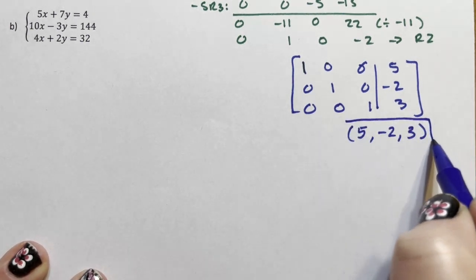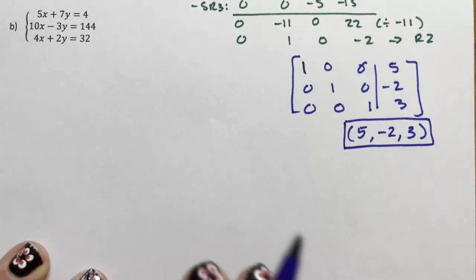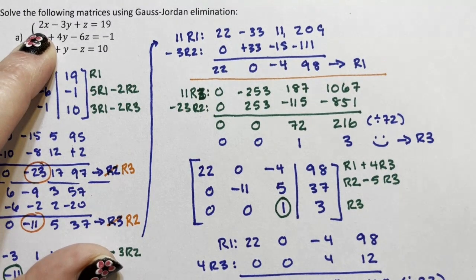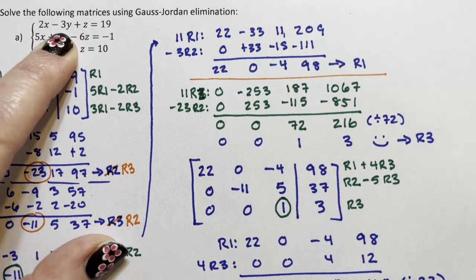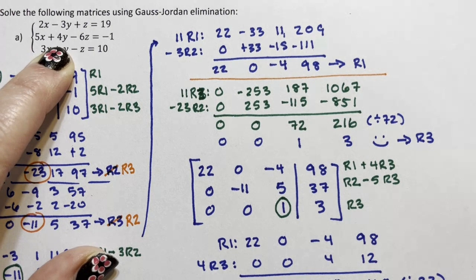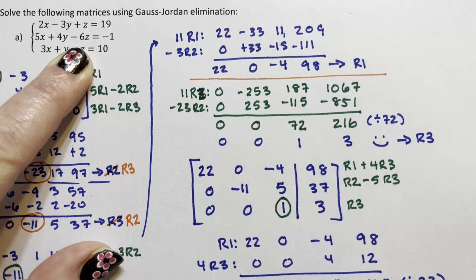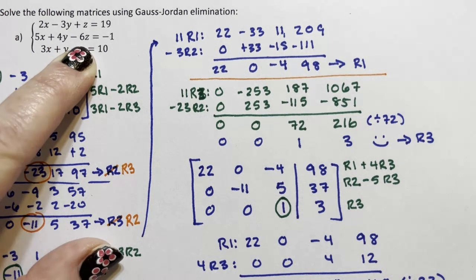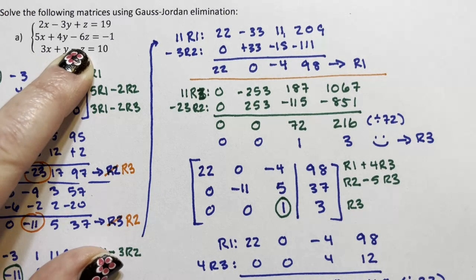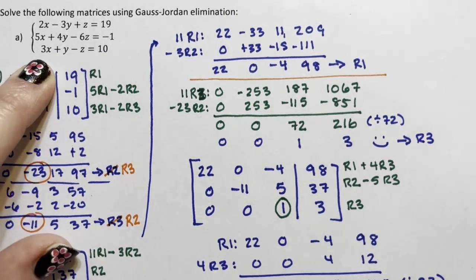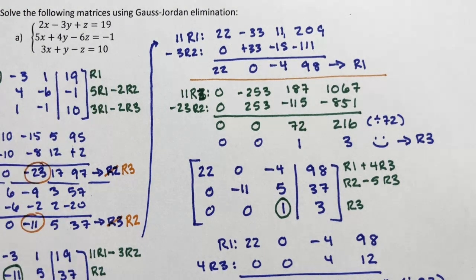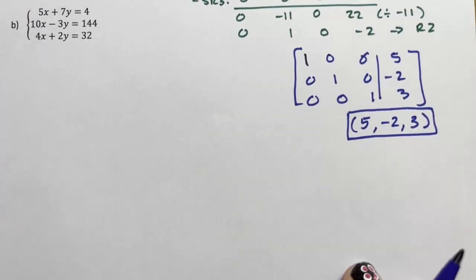I would check, I've already checked for you, check back into the original system. It will work. 2 times 5 is 10, plus 6 is 16, plus 3 will be 19. 5 times 5 is 25, minus 8 is 17, minus 18 is negative 1, 2 times 5 is 15, minus 2 is 13, minus 3 is 10. But I would double check on your own.